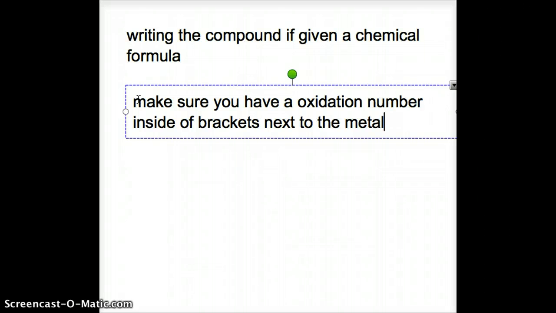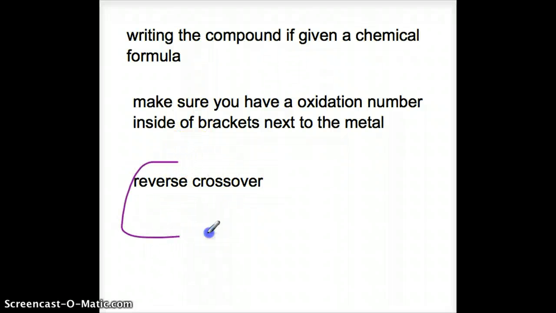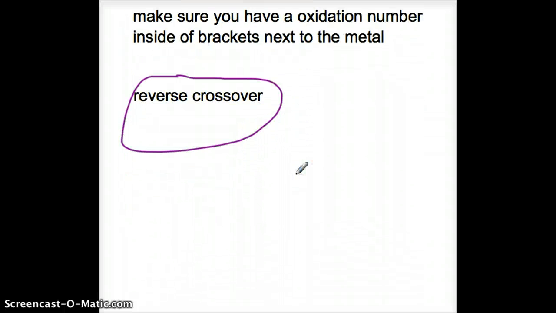And then, because we cannot use the periodic table to predict the charge on the transition metal, we need a way to figure out this charge. And this is a technique that we call the reverse crossover. Reverse crossover is basically the reverse of what we have just done for the first part, for figuring out the chemical formula of a given compound.